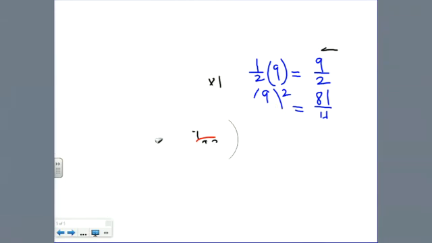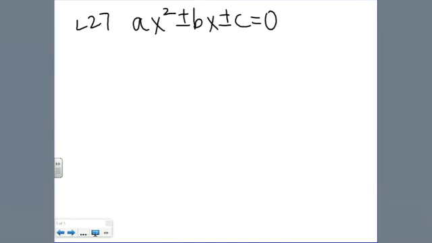In order to use the quadratic formula, your quadratic equation must be in standard form. In other words, everything must be on one side and 0 on the other side. So your quadratic equation must be in standard form in order to use the quadratic formula.